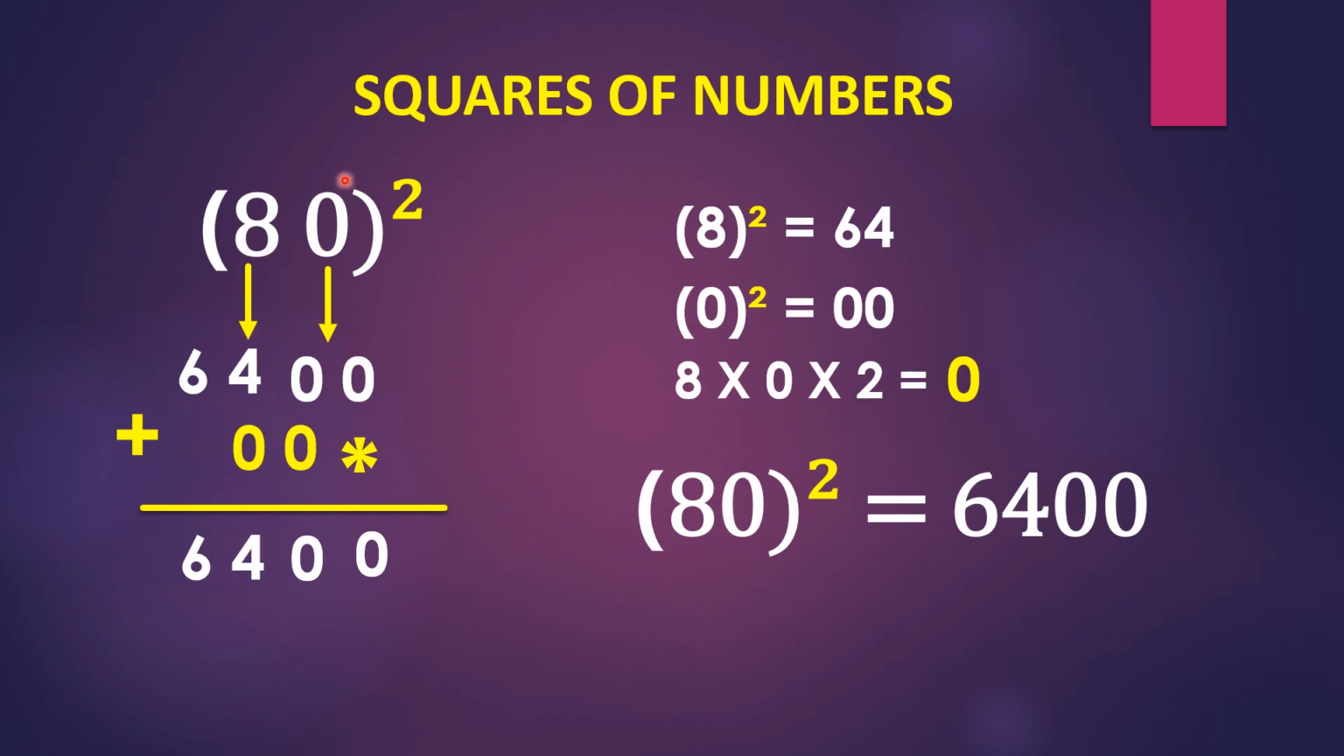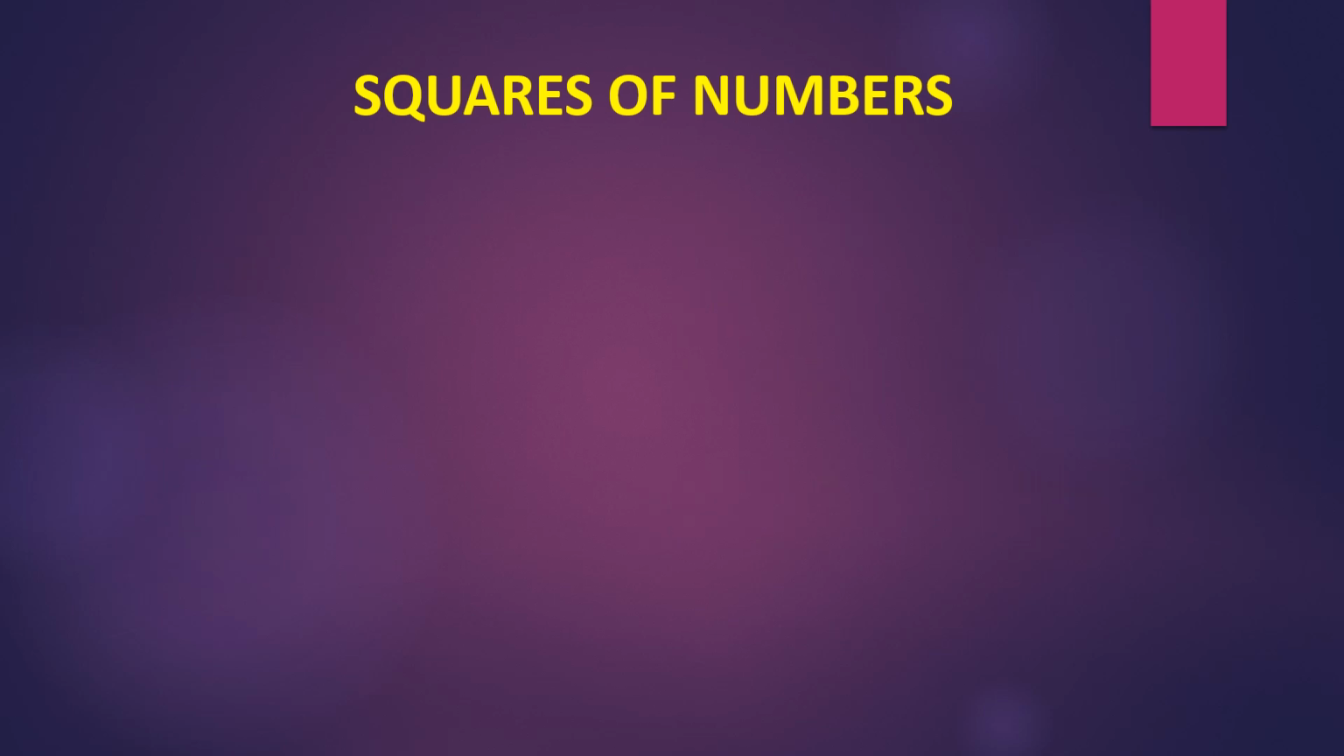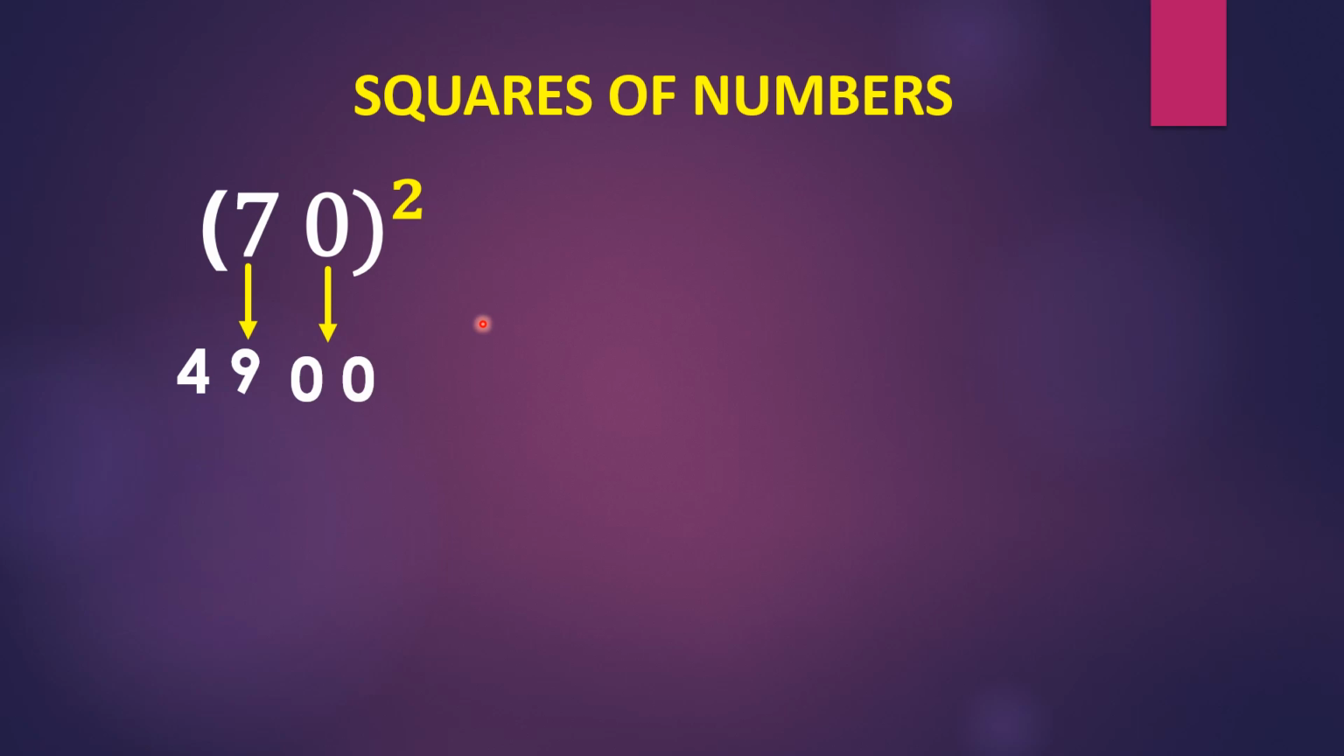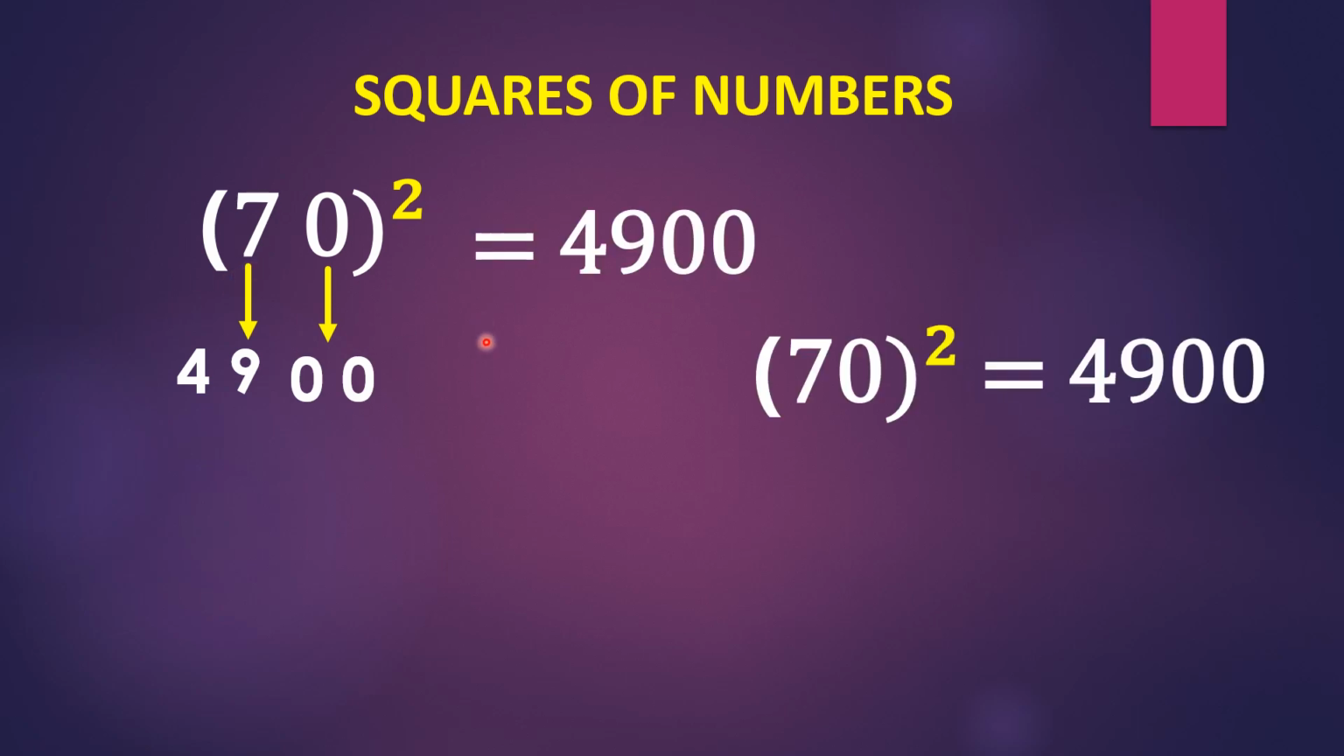Here also, directly when 0 is there in the units place, you can directly write 8 8s are 64. So it is 6400. Let's see one more example of the same kind, with 0 in the ones place. 70 square. If you observe here, in the ones place you have 0. So you can complete it in only one step. 7 7s are 49. And 0 means it will be 0 0, we are considering. So 4900. 70 square is 4900.